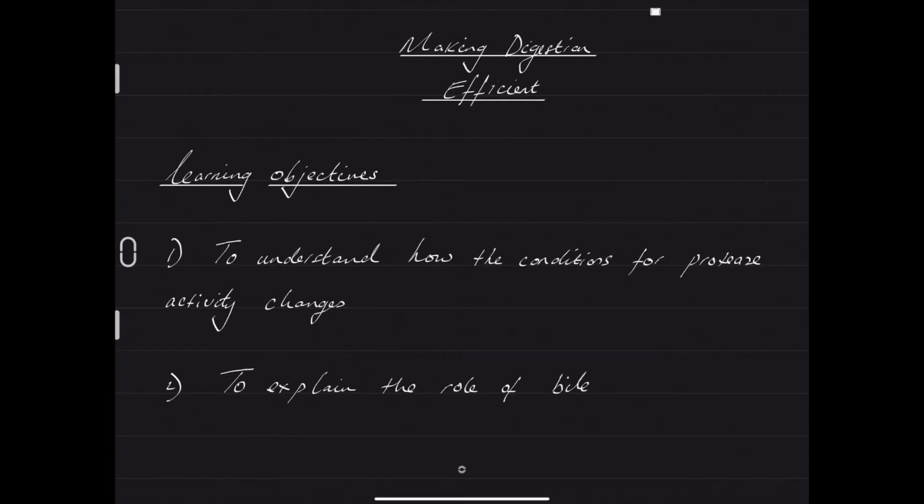Today we're going to look at how to make digestion efficient. So far we've looked at the different components of the digestive system, and we've also looked at the enzymes that break down the various substrates such as carbohydrates, proteins and lipids. And we've also looked at enzymes and specifically how enzymes are structured and what factors affect enzyme activity. And in this lesson, we're going to be looking at how the digestive system makes digestion efficient by changing certain conditions.